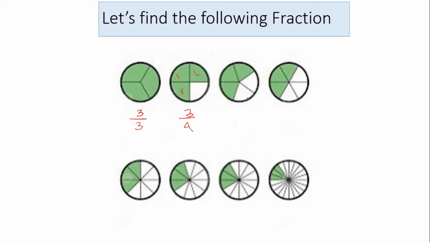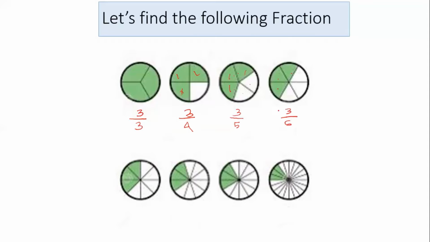And then this one, let's count it: 1, 2, 3, 4, and 5. So we have a circle divided into 5 parts. The denominator is 5 and the numerator is the number of parts that we shade: 1, 2, and 3. So we have the fraction 3/5. The next one, we also have a circle divided into 6 parts. The denominator is 6 and we have 3 parts that we shade.